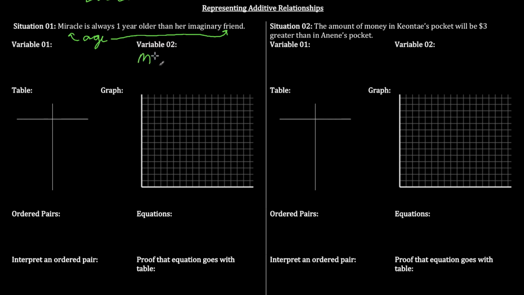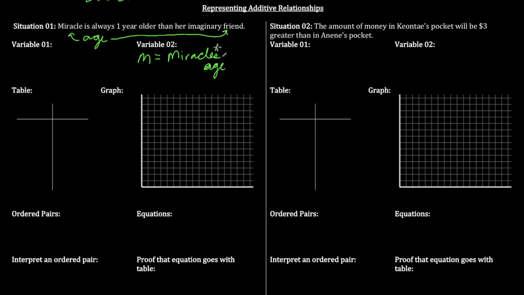So we will say M is Miracle's age. I just want you to practice this. We put the one we're talking about, Miracle's age, into variable 2. So the important subject, or the subject of what we're talking about, will always go to 2. And I'll explain why later. Not this lesson, but in another lesson.